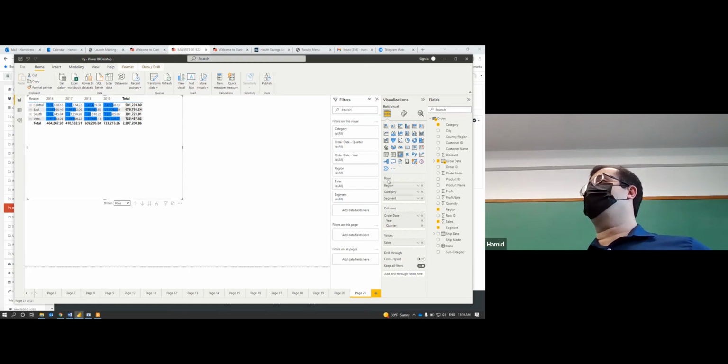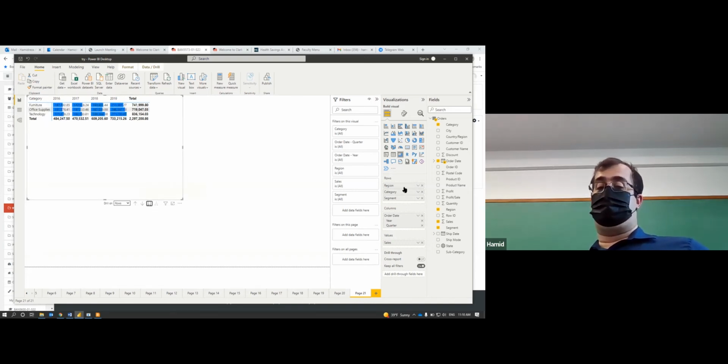Look at the right side on the rows. The topmost one is region, then category and segment. That's the reason when I drill on rows, look again at the lower right side, this is the level of my row. When I click next, it changes from region to category. When I click next again, it goes to the segments.